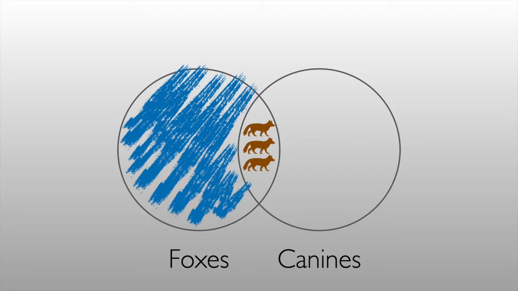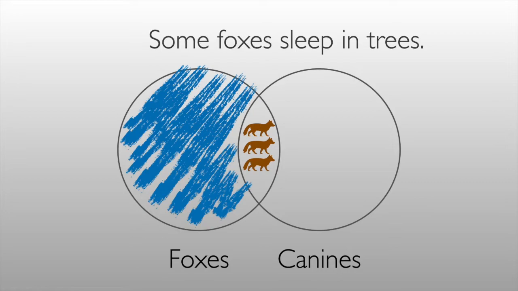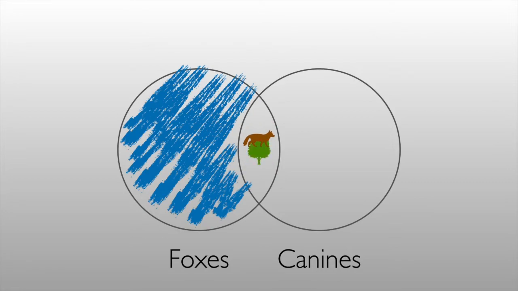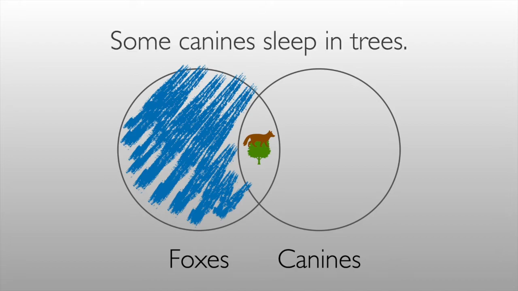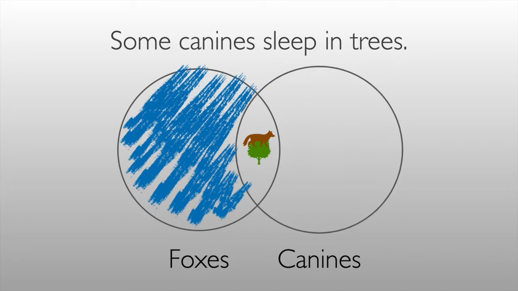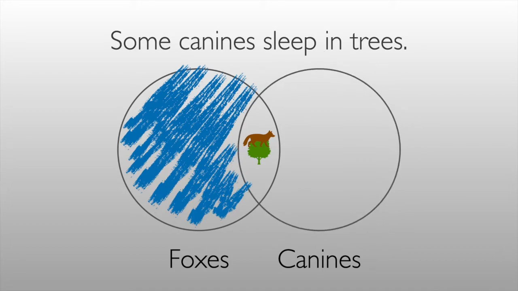The second premise comes along and tells us some foxes sleep in trees. Let's say it's this one. So here's our tree-sleeping fox. And as we've seen, right here, in the overlap of circles, is the only place our tree-sleeping fox can be, if it really is true that all foxes are canines. So now the conclusion is proven. Some canines sleep in trees. It has to be true. After all, here's a tree-sleeping creature inside the canine circle.